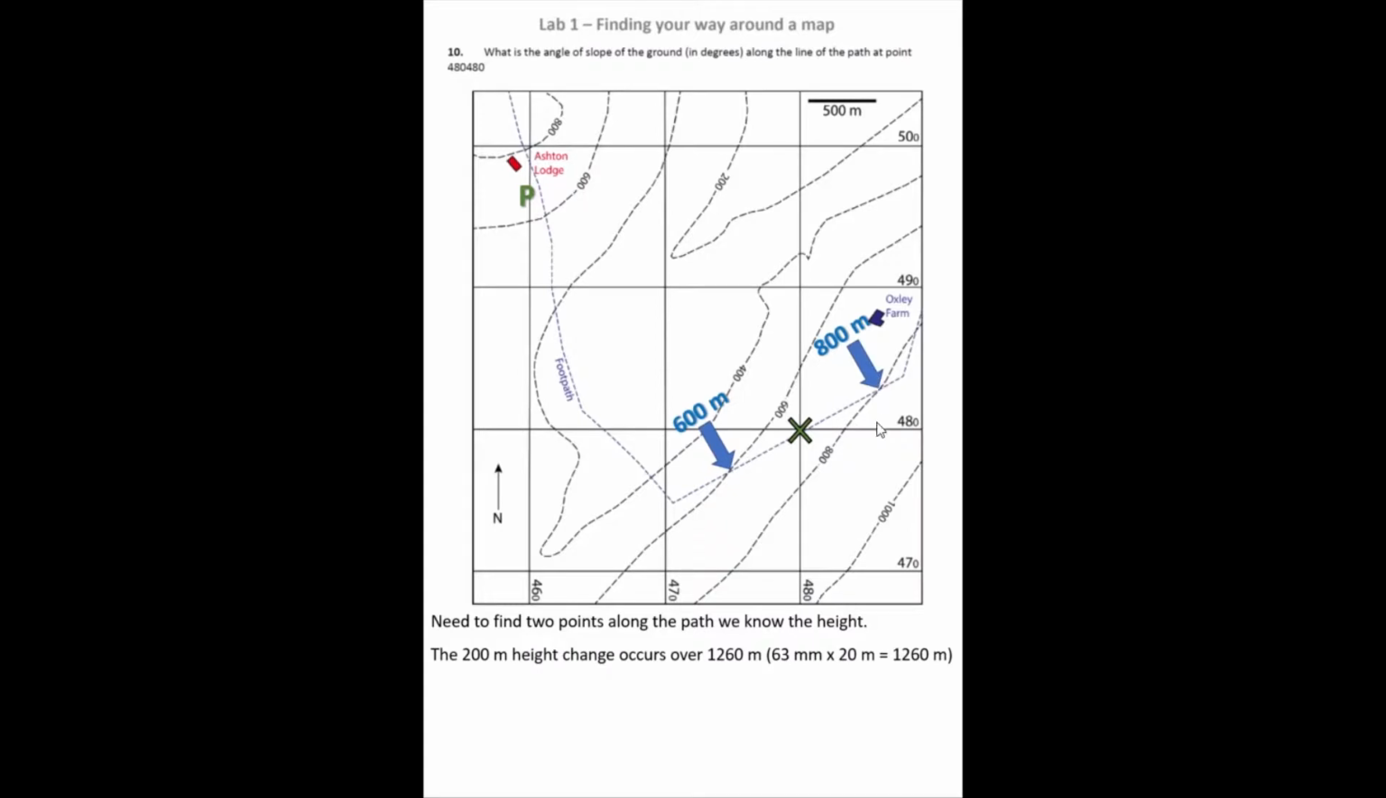Okay, so we've got these 2 points where we know the height of the path, and then what we need to do is figure out over what horizontal distance this 200 meter change in height occurs. So we bring back our ruler, and that tells us that the map distance between those 2 points is 63 millimeters. If every millimeter on our map is 20 meters in real life, then the real horizontal distance between those two changes in height is 63 multiplied by 20, which is 1260 meters.